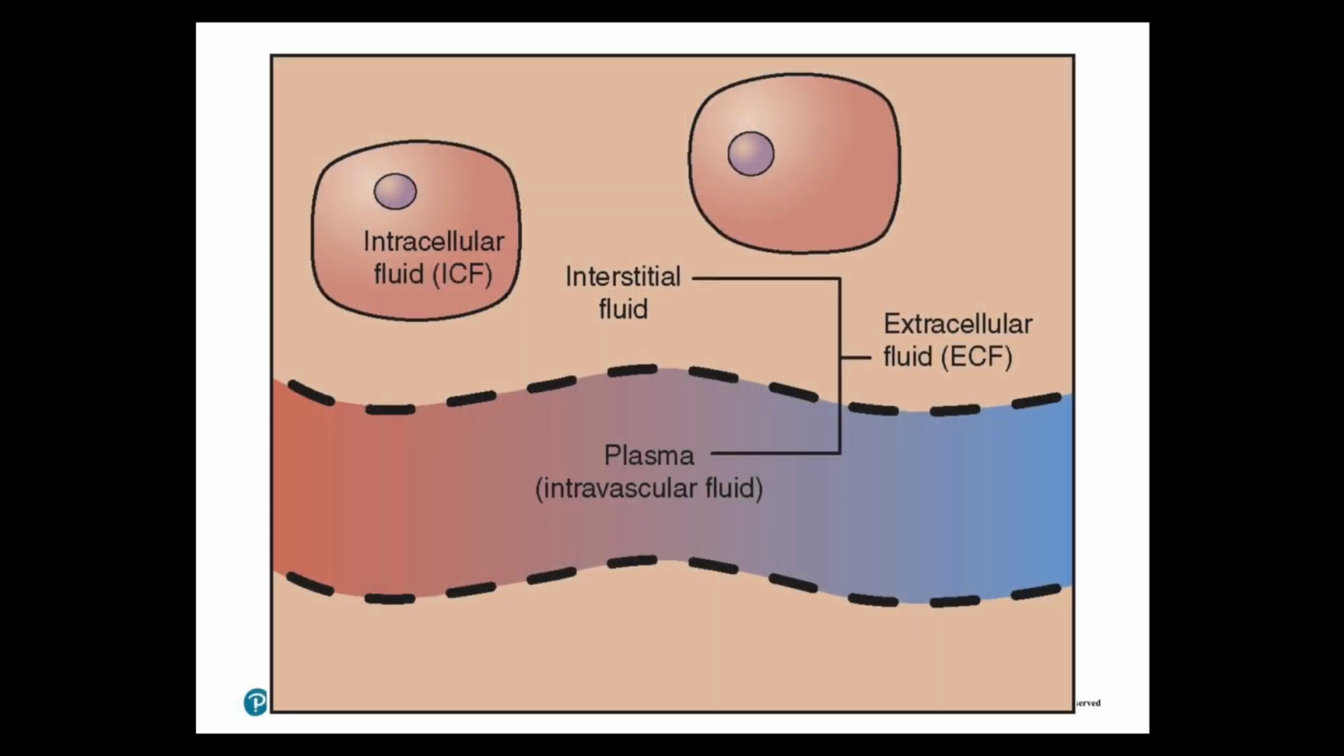This figure shows the different fluid compartments. So the fluid compartment within cells is called the intracellular fluid, and the extracellular fluid shows interstitial fluid, which is that fluid surrounding the cells, and plasma, which is also known as intravascular fluid.